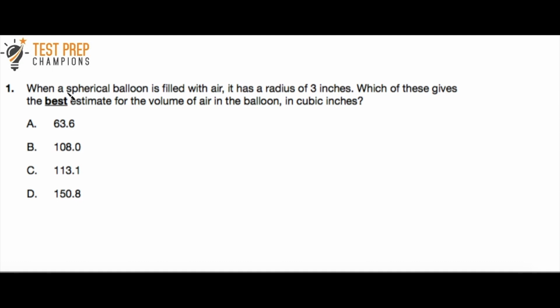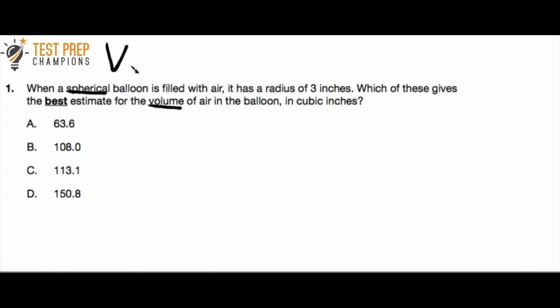So there are a few words here that cue us into how to solve the question. So the first one is that word spherical. So that should right away make you think of a sphere. We also see this word volume. So if we look at what we're really being asked to find here, the question says which of these gives the best estimate for the volume of air in the balloon in cubic inches. So what are we being asked to do here? Well, we're being asked to calculate the volume of a sphere.